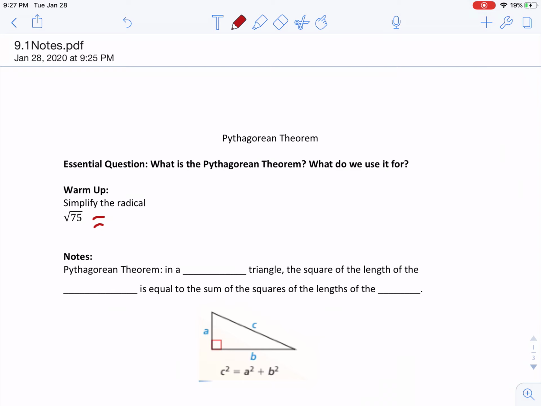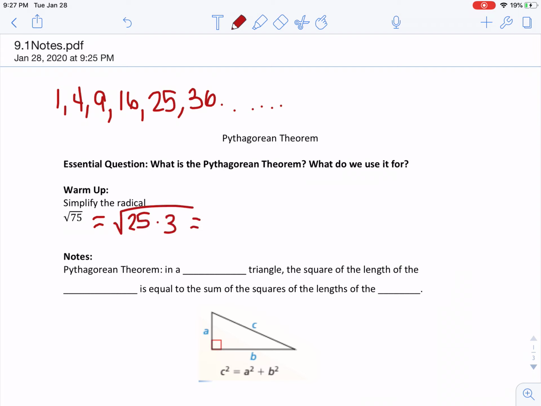So simplifying a radical. When we simplify a radical, what we're trying to do is find a perfect square that will go into 75. So remember, our perfect squares are 1, 4, 9, 16, 25, 36, and so on. So with 75, right off the bat, I'm hoping you see that 25 is something that goes into 75. So we can rewrite this as 25 times 3.